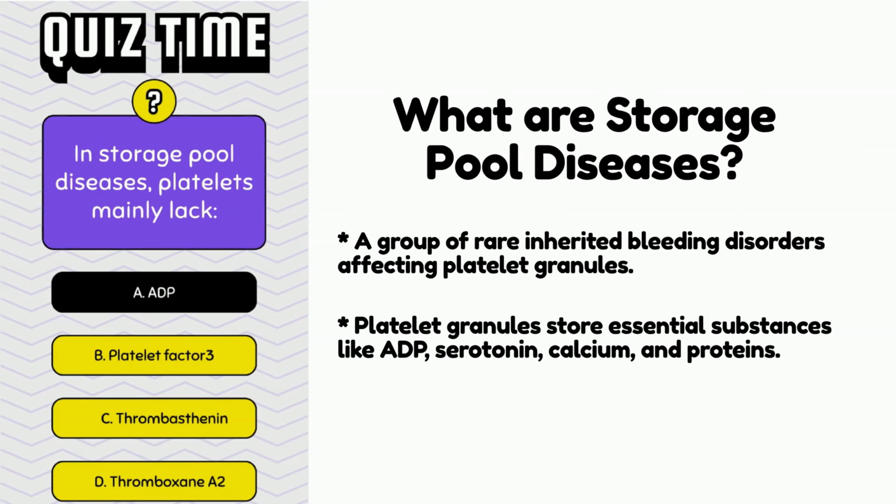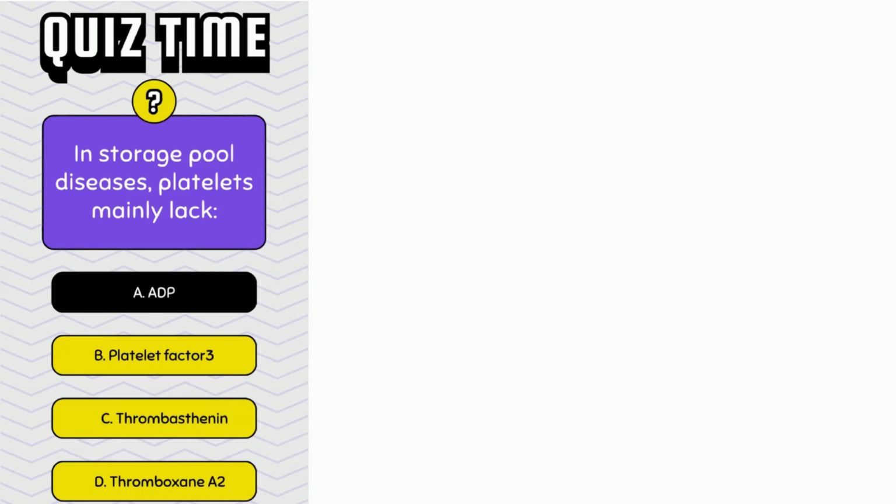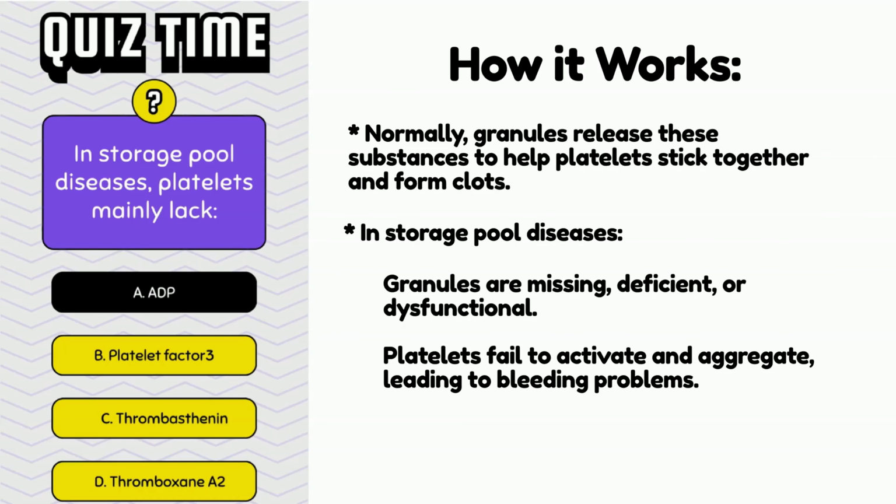Storage pool disease of platelets refers to a group of rare inherited bleeding disorders that affect the platelet granules, which are essential for platelet function. These granules store various substances that platelets release when activated during the clotting process. In storage pool disease, there is an abnormality in the storage and release of these substances from the platelet granules, leading to impaired platelet activation and aggregation.